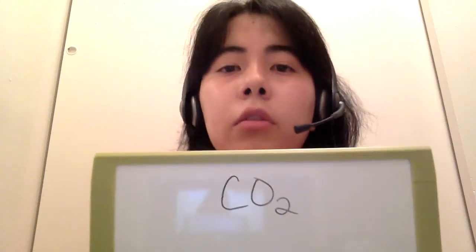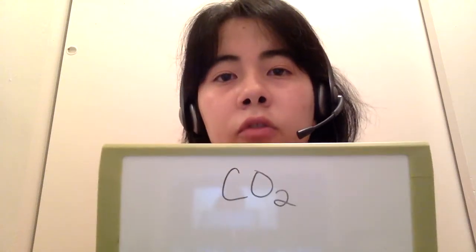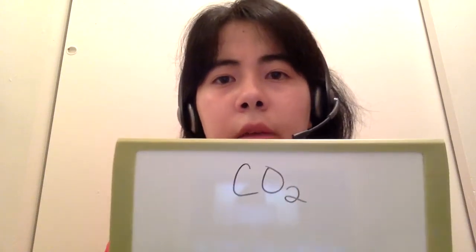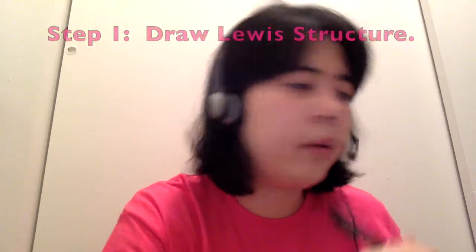Hey guys, welcome back. Today we're going to do a short tutorial on how to determine molecular geometry of a molecule or ion. We're going to go through four basic, easy to follow steps, and we are going to determine the molecular geometry of this guy today, CO2, aka carbon dioxide. So step number one, you have to draw the Lewis structure of whatever the molecule or ion is.